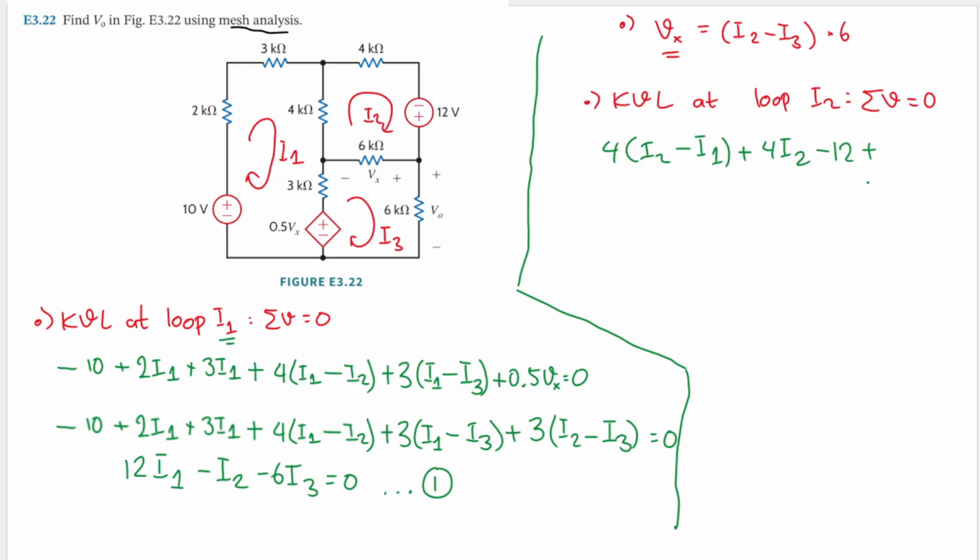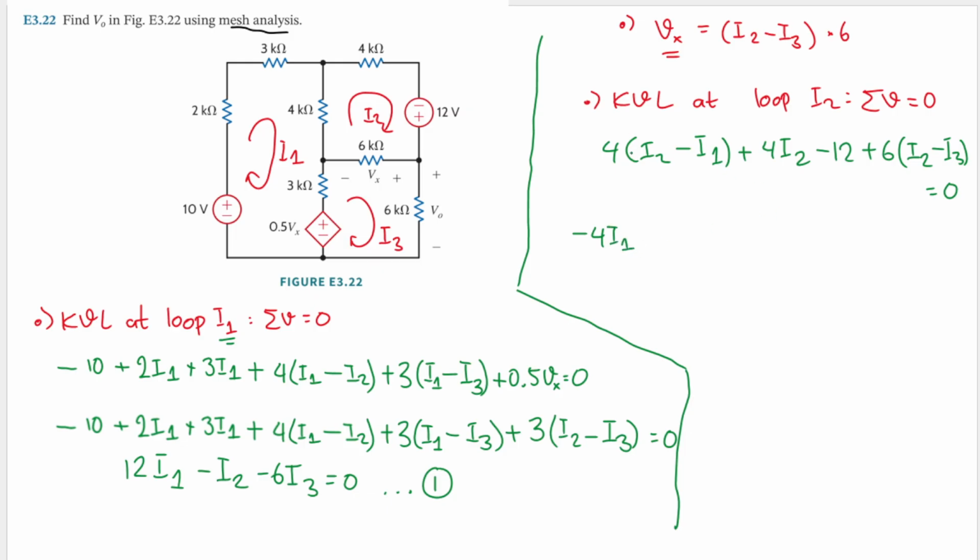And finally, for the final component, we will have 6 kilo ohm. But this one is multiplied by I2, but here I3 is flowing in the opposite direction. So minus I3. Okay, and all of that will equal 0. Good. Now, I1 only comes from this term. So we'll have minus 4I1.